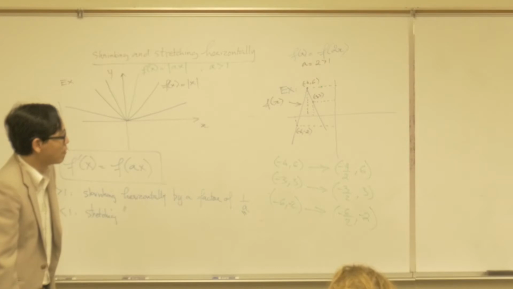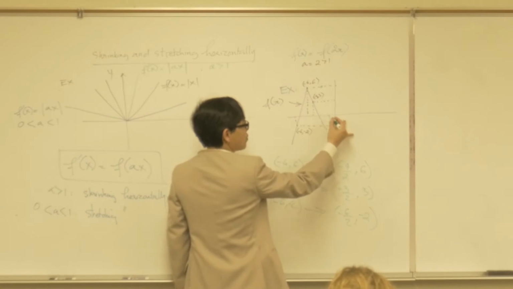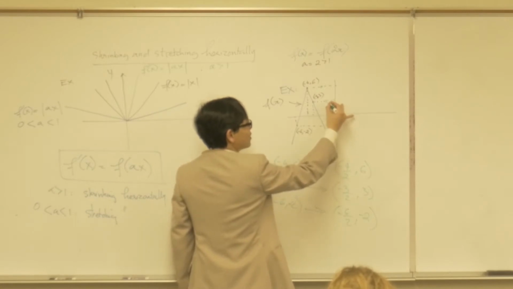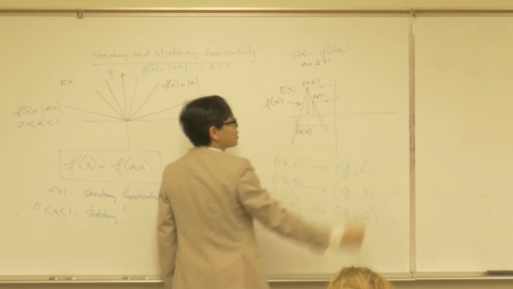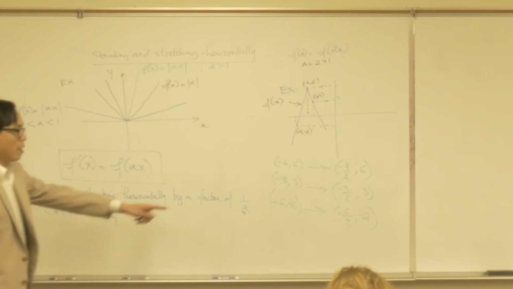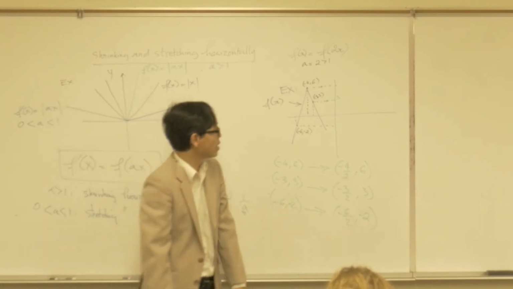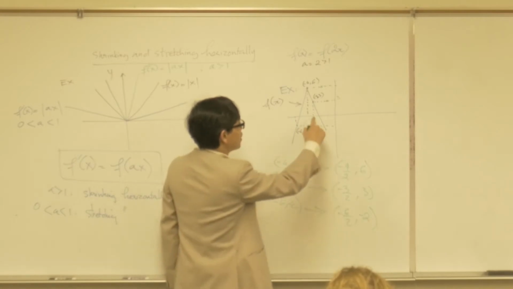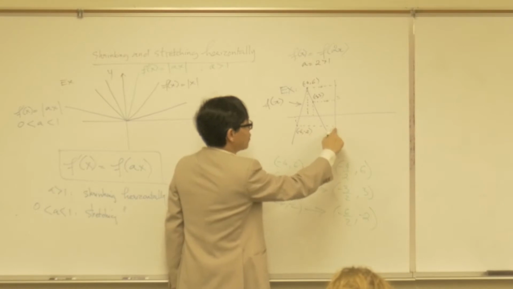Negative 3 over 2 and 3. So negative 2 here, negative 3 over 2 is something over here. And 3, because this is 3. So that's my new one. And negative 6 over 2 gives you negative 3. Negative 3 is over here. And negative 2, so my new point will be over here.